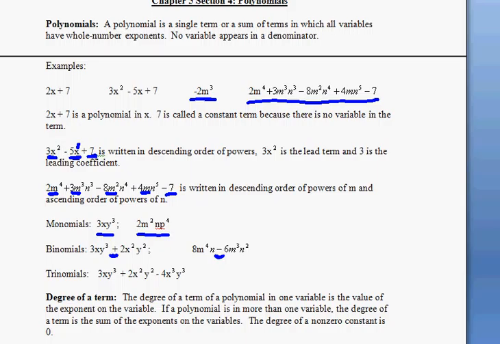So now I guess you have figured out that a trinomial would have three terms. And it has three terms because I have a plus and a minus there separating my terms. 3xy³ + 2x²y² - 4x³y³ is a trinomial with three separate terms in it.